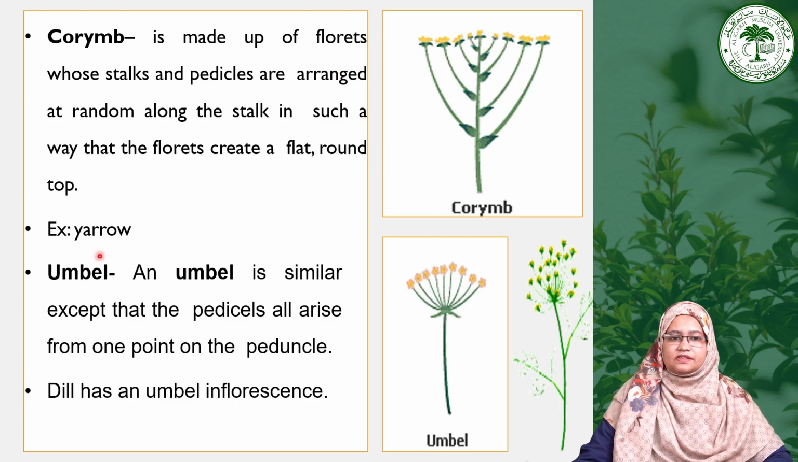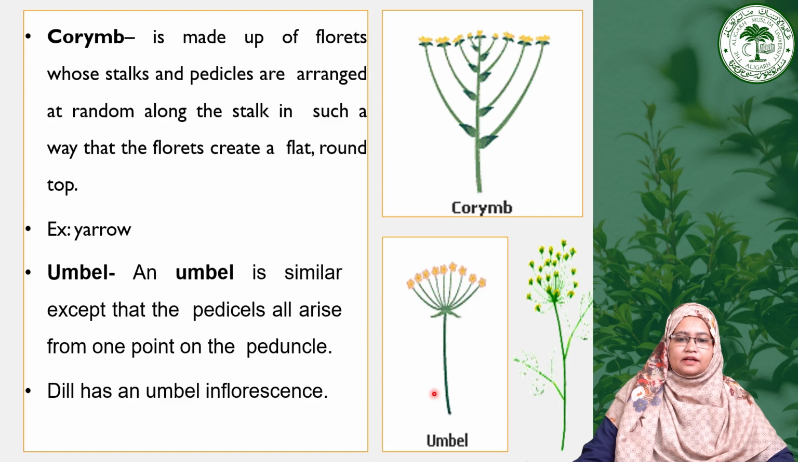The next one is the umbel. Umbel is also similar to corymb, but all the branches or pedicels arise from the same point. As you can see here, all the flowers are arising from the same point. So you can see all the pedicellate flowers arising from this particular point and creating an umbel-shaped structure above. The example of this kind of inflorescence is dill or coriander. They have an umbel inflorescence.